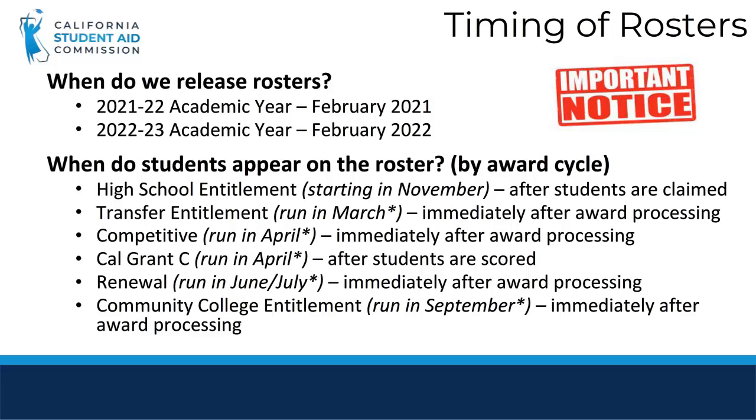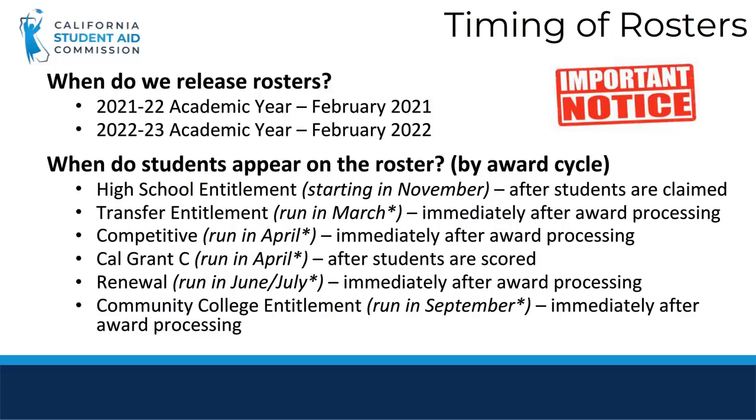However, not all students will be on the rosters when they open. The timing of when students will be added to a school's roster depends on when the student gets processed for award consideration for that academic year. The first group of students to appear on the rosters are the high school entitlement students, or E1s. These students begin to be processed beginning in November and are added as they gain eligibility.